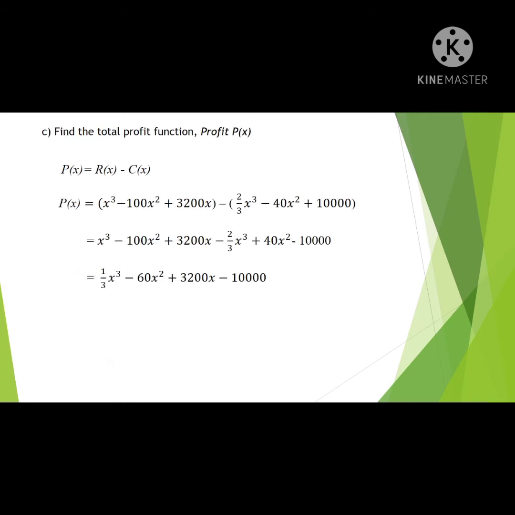For C, we have to find the total profit function. Profit can be found by subtracting the total cost from the total revenue. We have found the total revenue function and the total cost function from the previous question. So we have to minus these two functions. And I put them in brackets so that it would be easier to change the symbol from negative to positive. And we get the answer of 1/3 x cubed minus 60x squared plus 3200x minus 100,000.